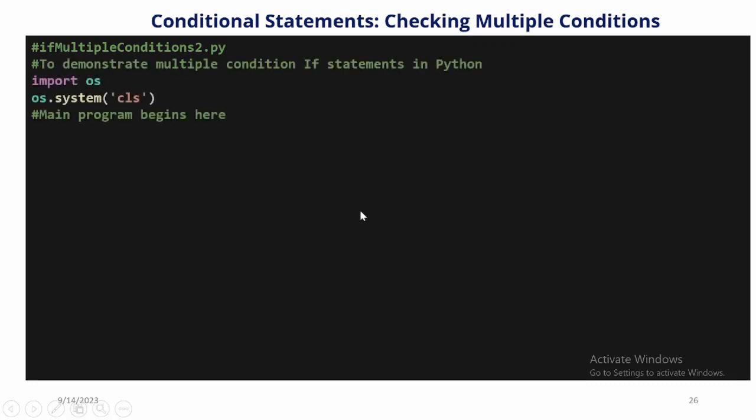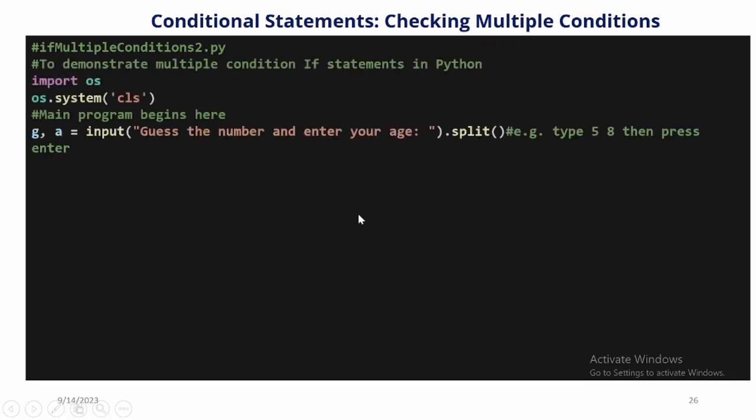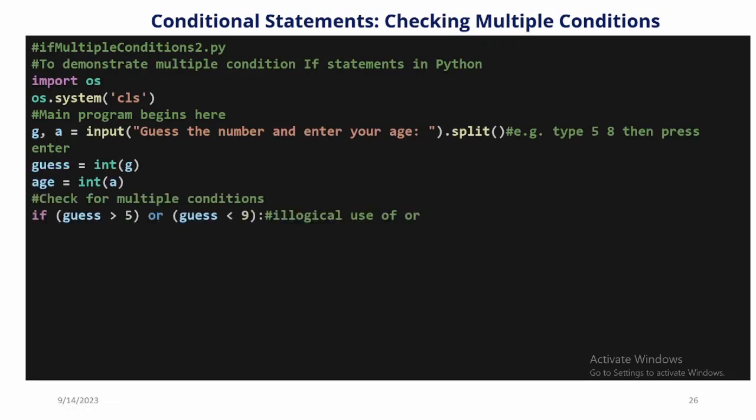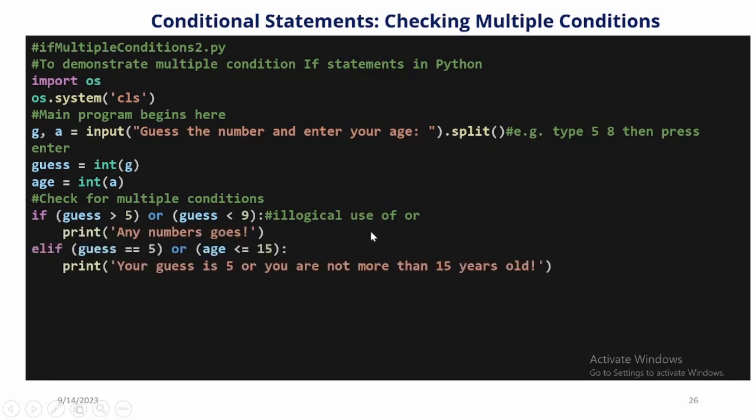Now let's look at the OR, which is a little bit more trickish. We call it multiple conditions 2. In the same way, we are going to receive our 2 inputs, guess and age. Let's check for multiple conditions. If guess greater than 5 or guess less than 9, this is very illogical, meaning that any number can be accepted, as we can see in our example. So we'll print "any number goes".